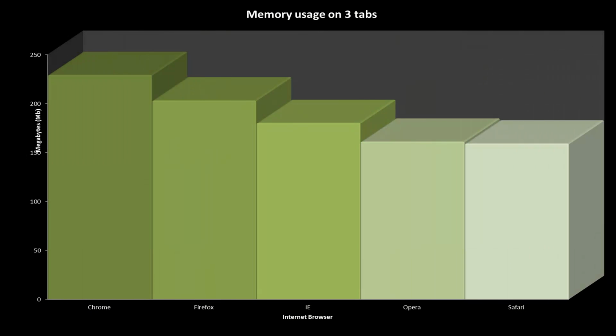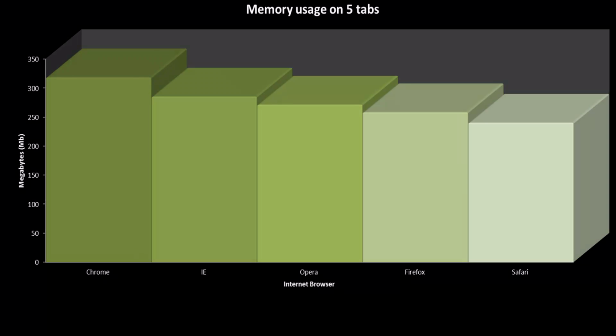On this test, I loaded YouTube, eBay and Amazon and took the average memory utilization. We can see that Safari uses the least amount of RAM at 149 megabytes, with Opera very close behind, and Chrome this time at the back with 229 megabytes used. The story is pretty similar with 5 tabs, with Safari in first and Chrome in last place, but Firefox 10 has moved to second place, overtaking Opera.